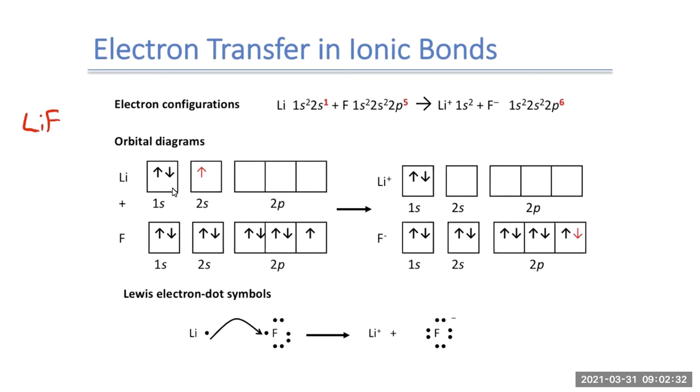And we can see that with the orbital diagrams. The red electron here, that's going to be given over to the fluorine. So now lithium has completely emptied its n equals 2 level. Fluorine has completely filled its n equals 2 level.